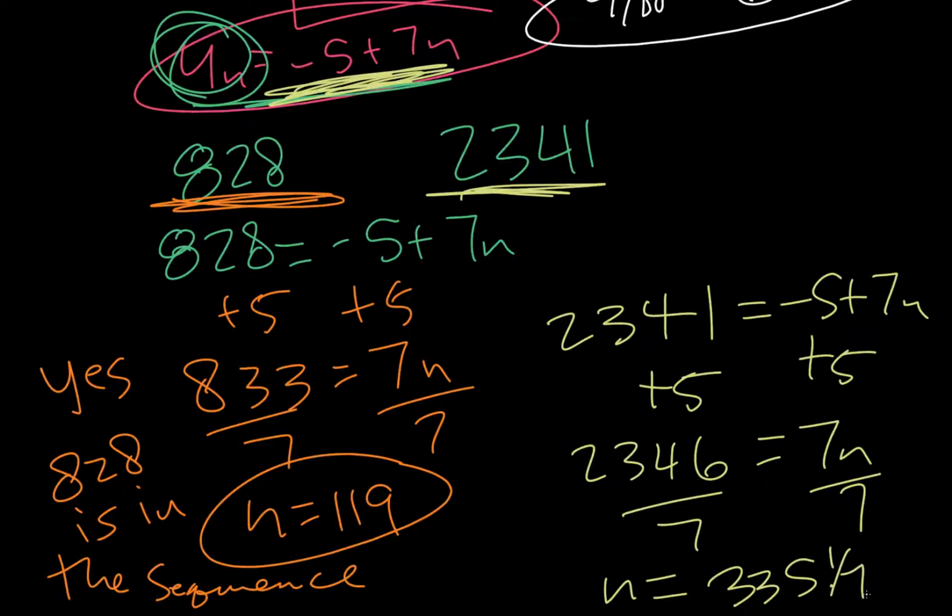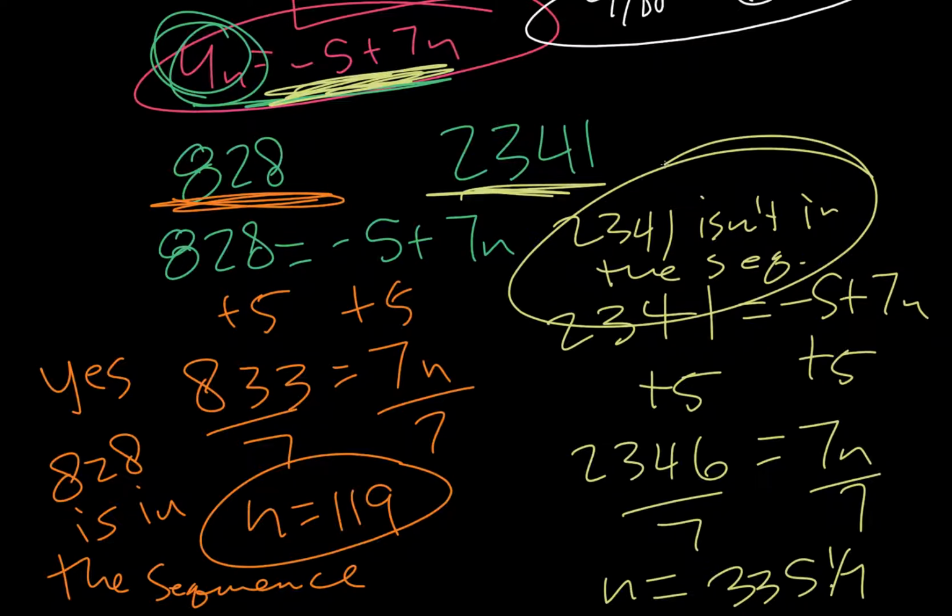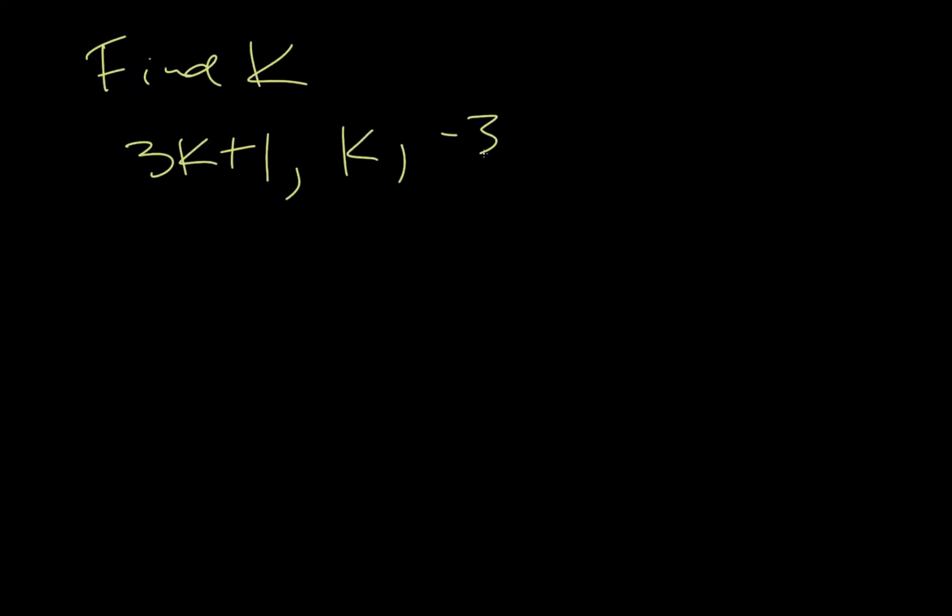So since that is not a whole number, we say that 2,341 isn't in this sequence. Okay? All right, now we're going to move on to example 3. And it says find k given that 3k plus 1, k, negative 3 are consecutive terms of an arithmetic sequence.